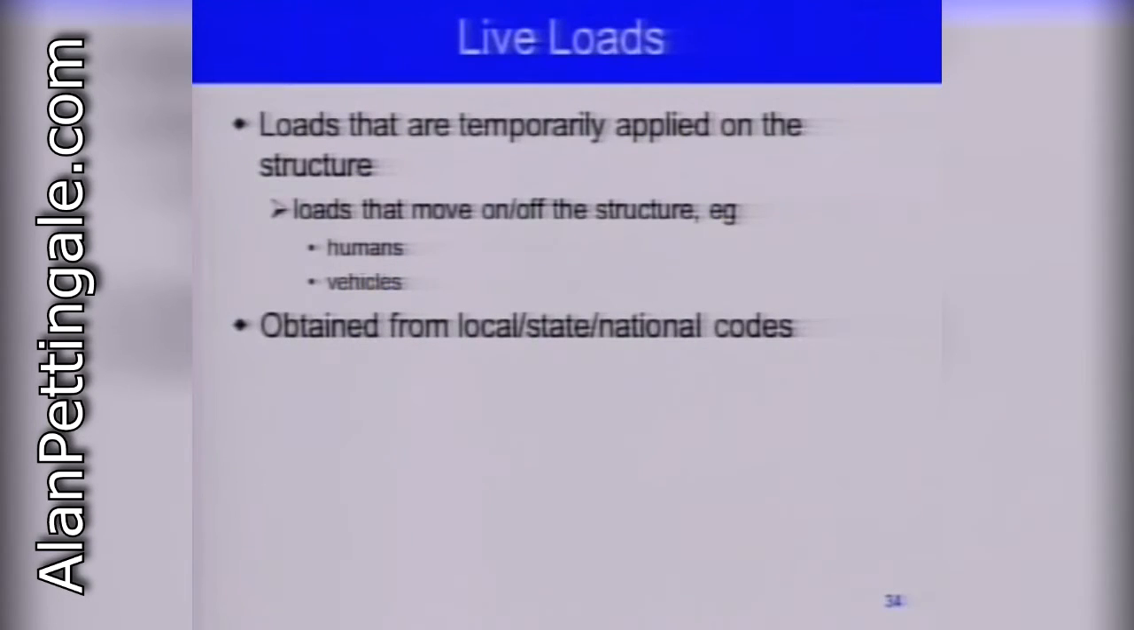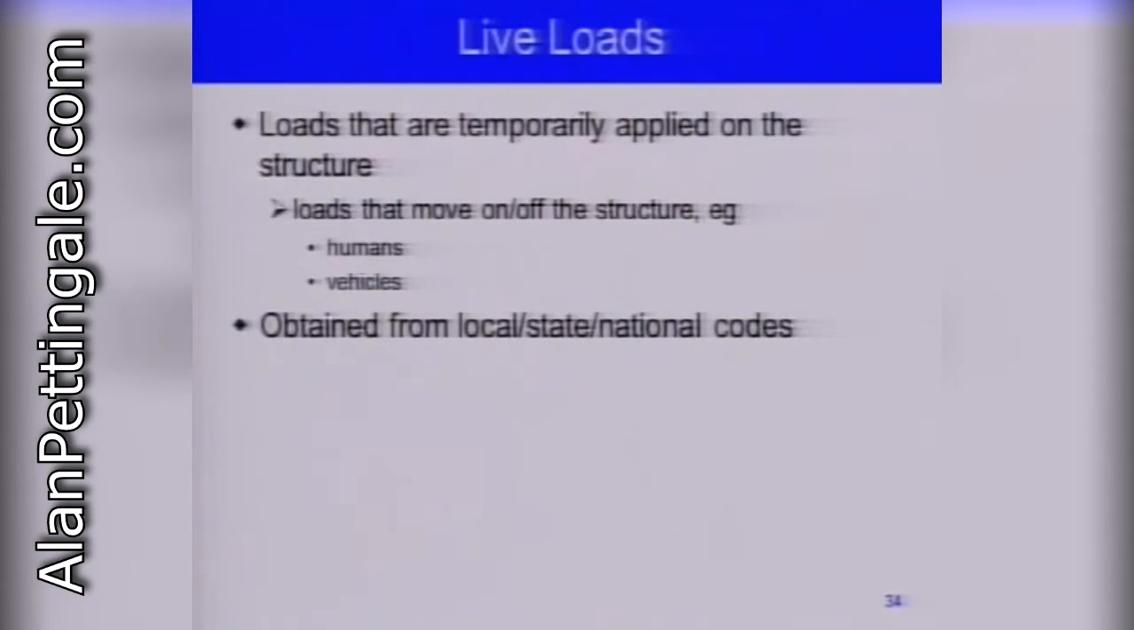Then we also have the live loads. And these are loads that are temporary. For an auditorium, the designer has to assume a capacity and design for that. So humans are considered live loads. They come and go. Then cars in a parking structure, they would also be considered live loads. They're there one day, they're not there another day. And then you can use ASCE 7 to get that.